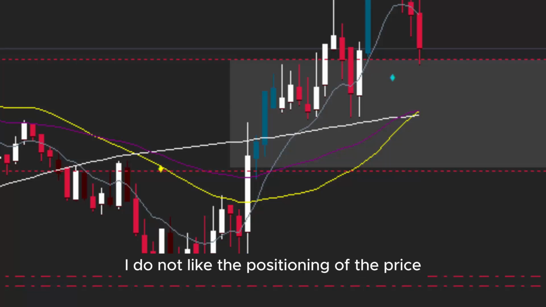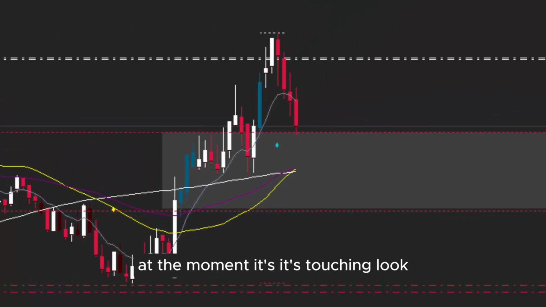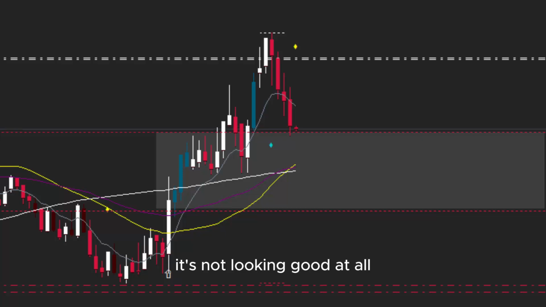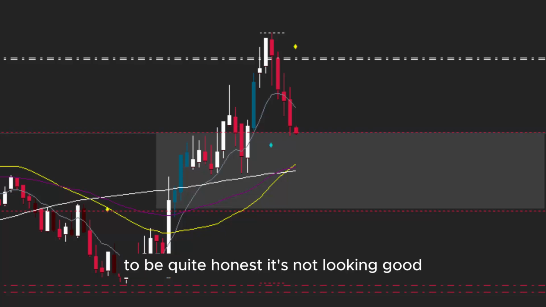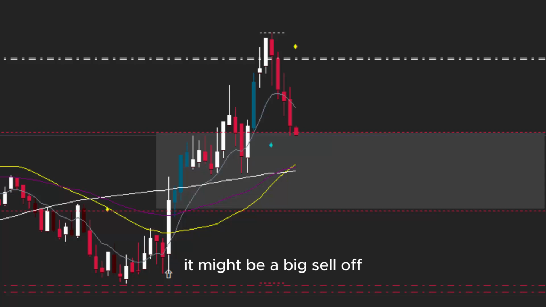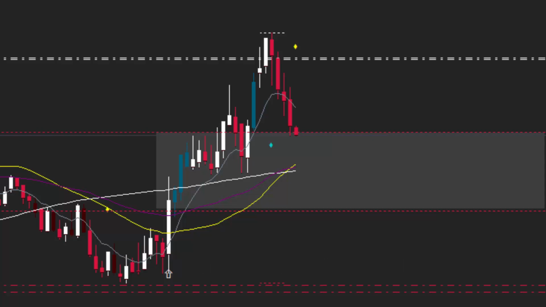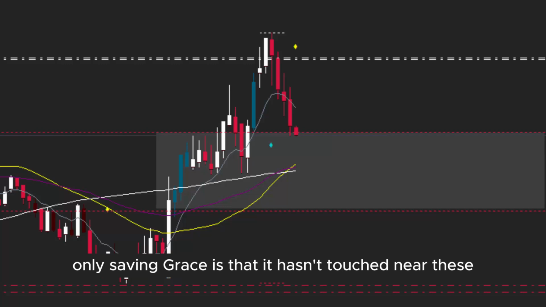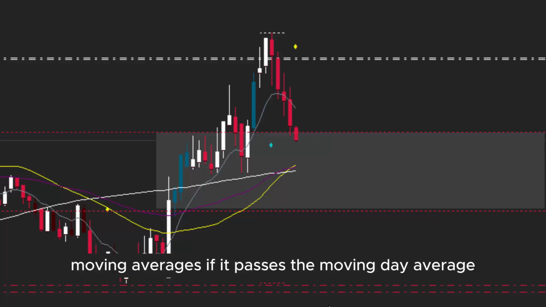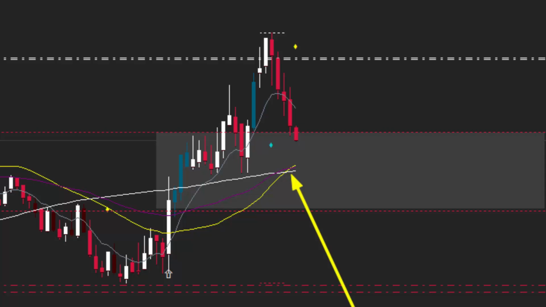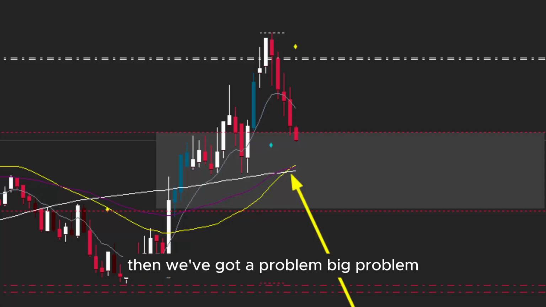I do not like the positioning of the price at the moment. Look, it's gone into our mental stop area. It's not looking good at all, to be quite honest. It might be a big sell-off. We might be on the wrong side of the market right now. Only saving grace is that it hasn't touched near these moving averages. If it passes the moving average, these averages, they're all clumped up together. If it doesn't reject them, then we've got a problem.